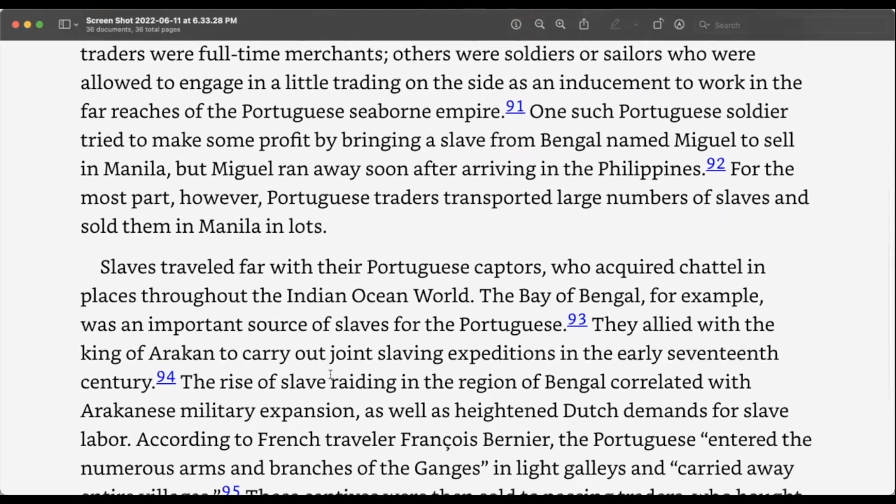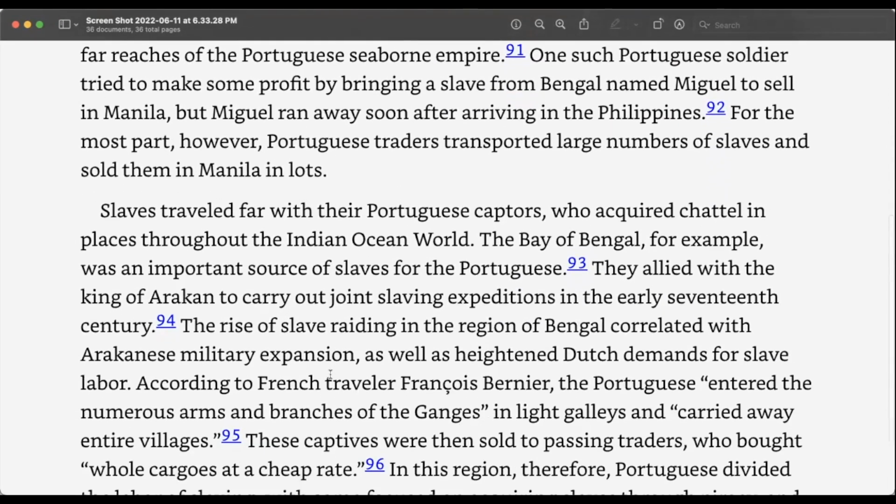Slaves traveled far with their Portuguese captors, who acquired chattel in places throughout the Indian Ocean world, not Africa. The Bay of Bengal, for example, was an important source of slaves for the Portuguese. They allied with the king of Arakan to carry out joint slaving expeditions in the early 17th century. The rise of slave raiding in the region of Bengal correlated with Arakanese military expansion, as well as heightened Dutch demands for slave labor. According to French traveler Francois Bernier, the Portuguese entered the numerous arms and branches of the Ganges in light galleys and carried away entire villages.